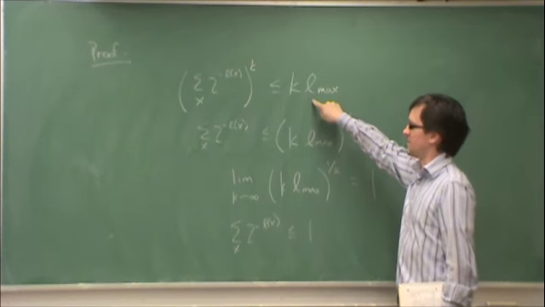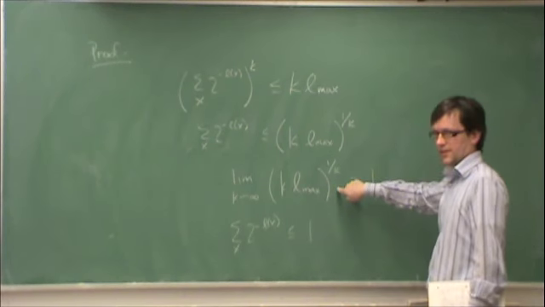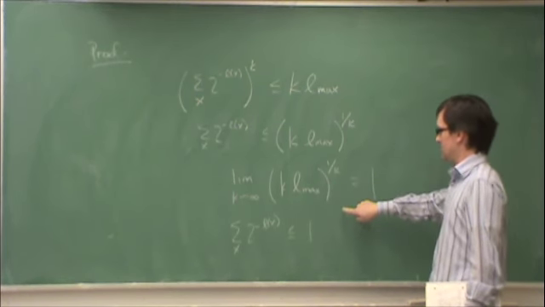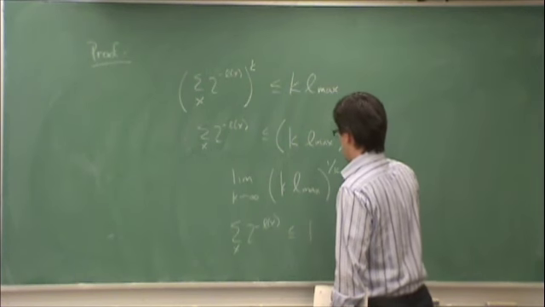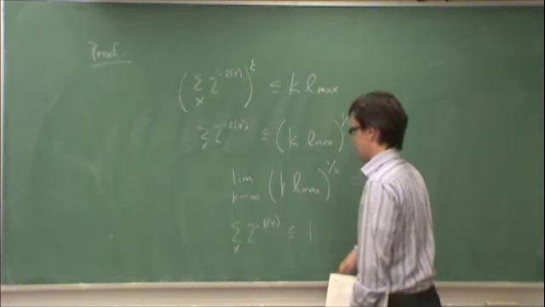Now, because I can pick k equal to anything, I can pick k as large as I like, and in fact I can force k to go to infinity. Therefore, because this limit is 1, it must be true that this sum is less than or equal to 1.